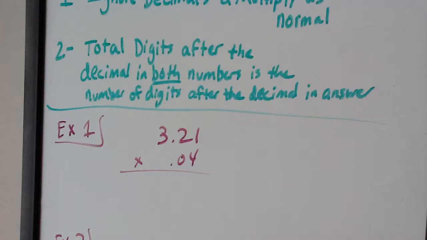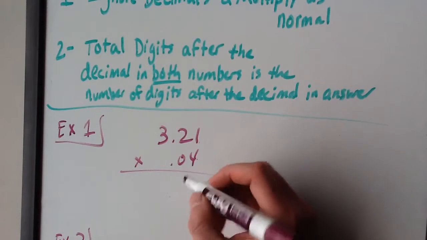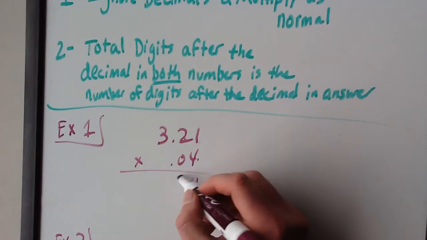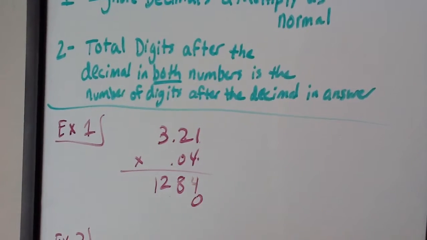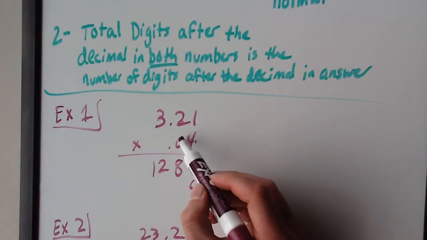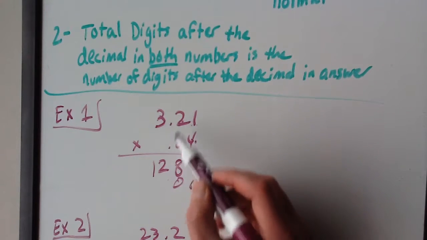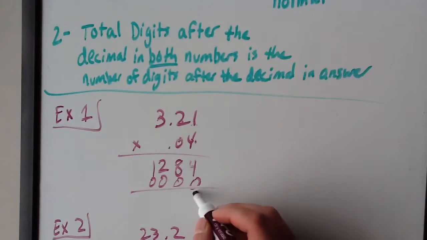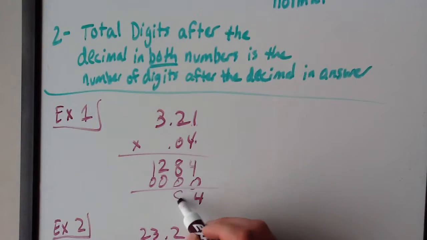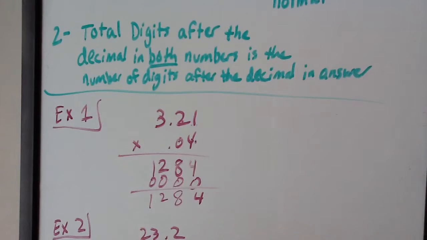So right now I'm just going to ignore the decimals and multiply as normal. I have 4 times 1, that's 4. 4 times 2 is 8. 4 times 3 is 12. On my second row, I will add a 0 like normal and go to my next number. 0 times 1 is 0. 0 times 2 is 0. 0 times 3 is 0. Add 4 plus 0, 8 plus 0, 2 plus 0, 1 plus 0.